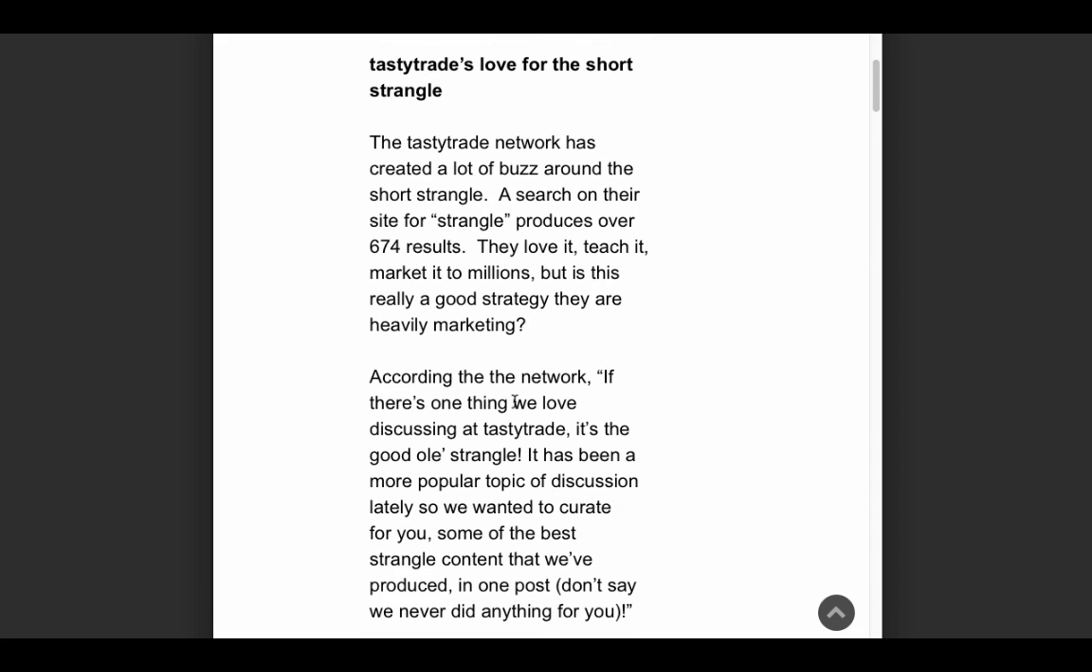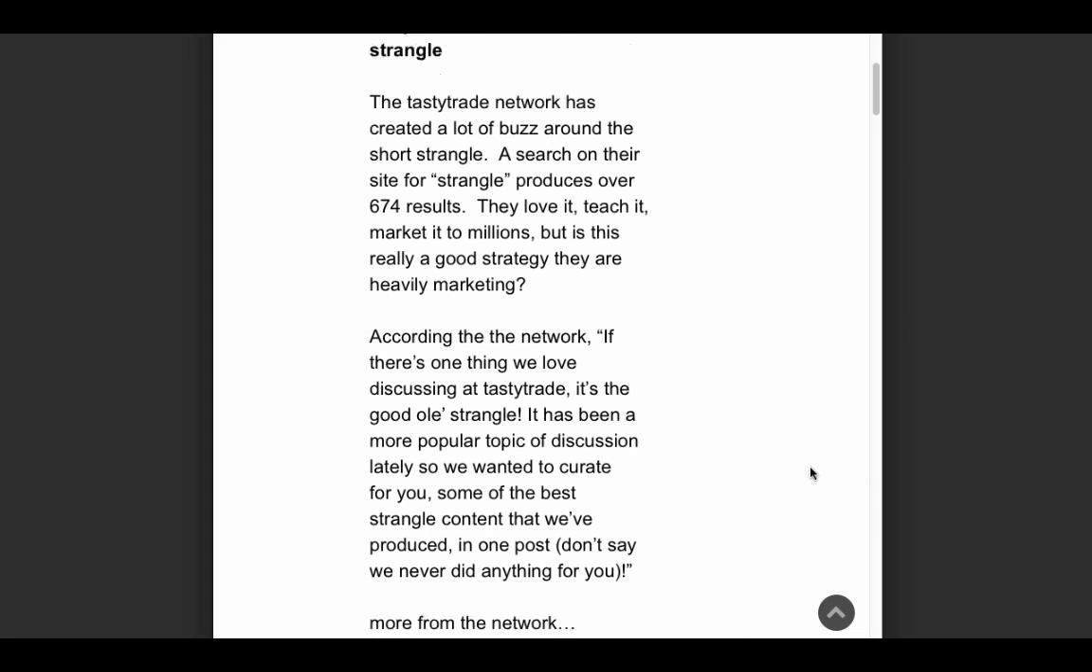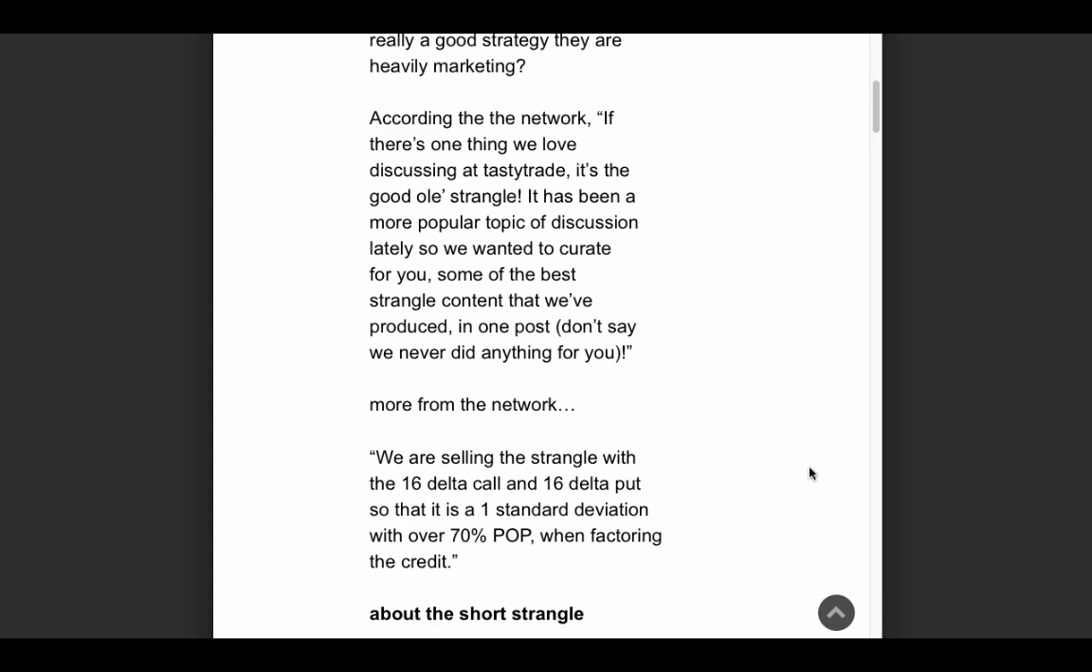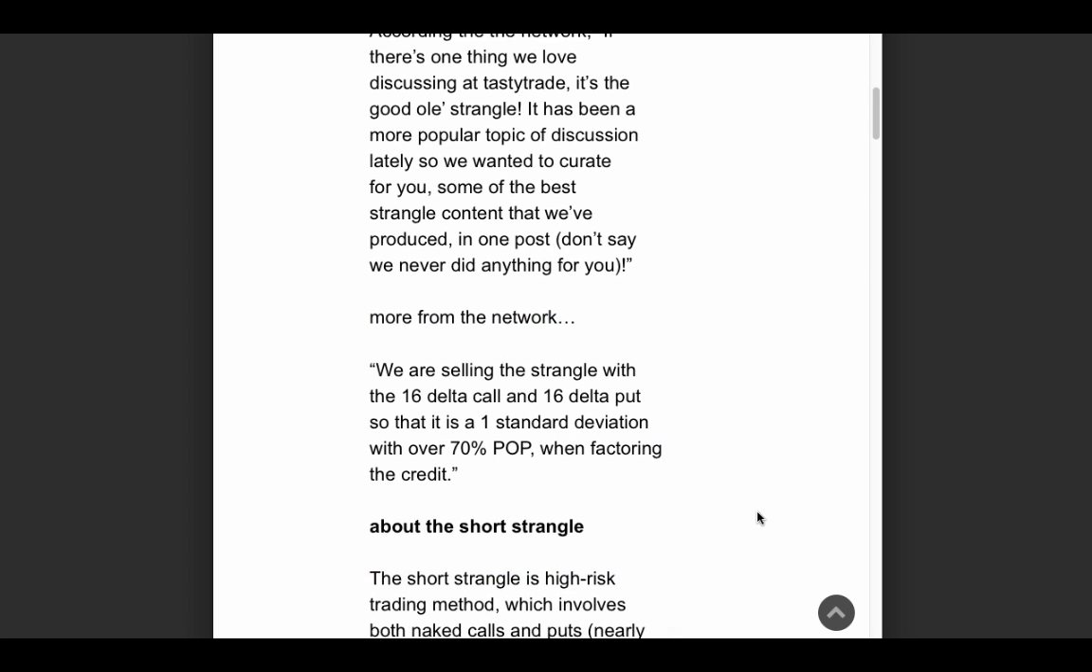Okay, then I pulled a couple quotes just directly from their website. "If there's one thing that we love discussing at Tastytrade, it's the good old strangle. It's been a popular topic lately. It's been the last couple of years since they presented Karen, the super trader." Then I found this formula, again, right on their website, 16 delta call, 16 delta put, and so I decided to test that one.